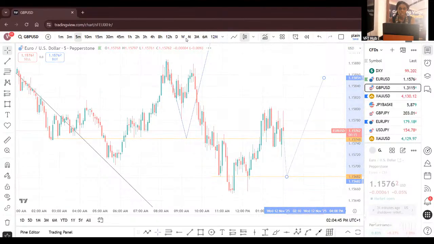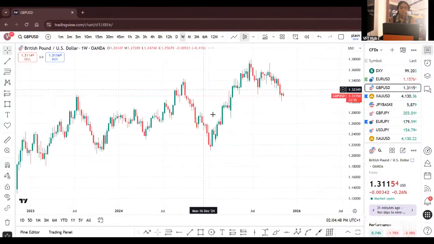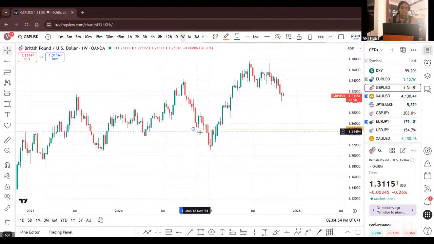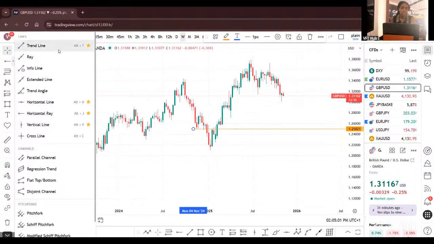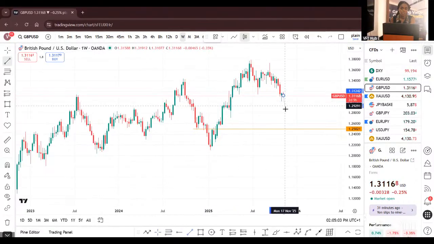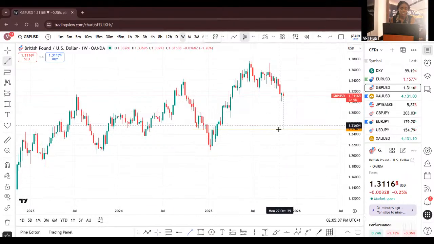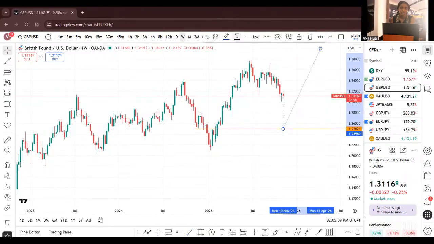Last on our list being GBP USD, weekly time frame. Everything is still in order, right? Shoulder right here at 1.25021. Sweep to the downside, break to the upside. We want to sell right back into this left shoulder. Once that happens, we're willing to buy.